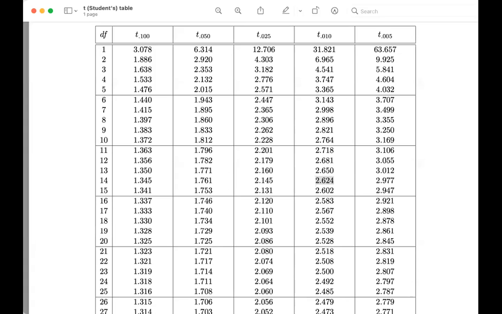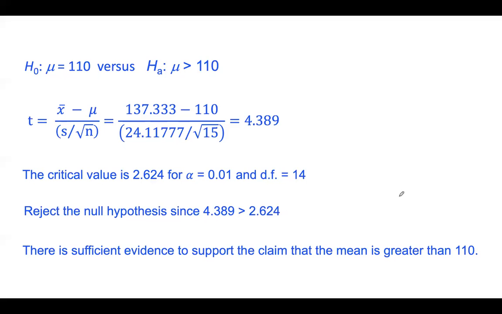So let's switch back. At 14 degrees of freedom, 0.01 is right here. So it's 2.624. You could draw a little picture, but you see, obviously, this is much larger than that critical value. So it is obviously going to be in that rejection region. So we're going to reject that null hypothesis. Therefore, there is sufficient evidence to support the claim that the mean is greater than 110.